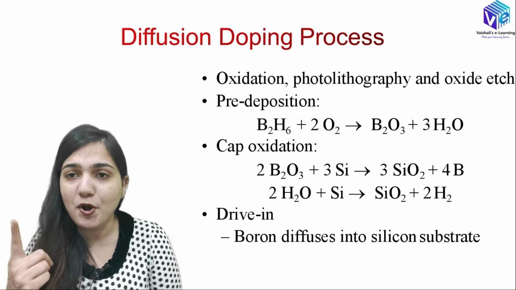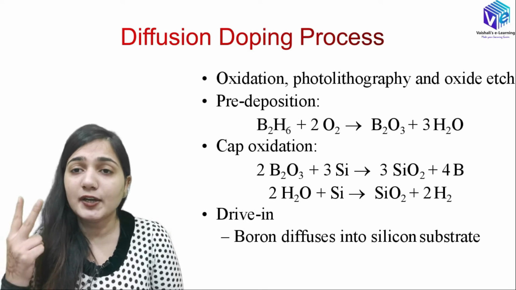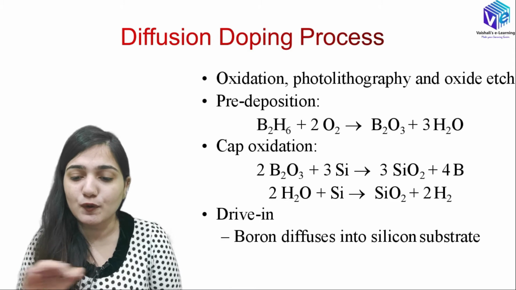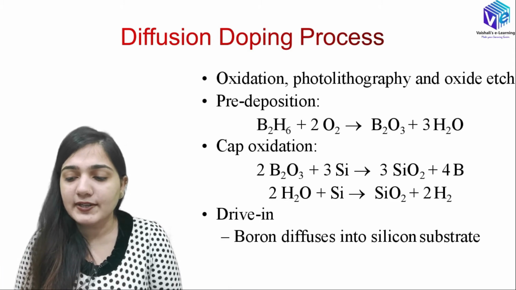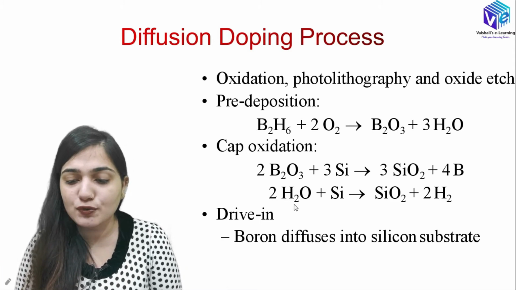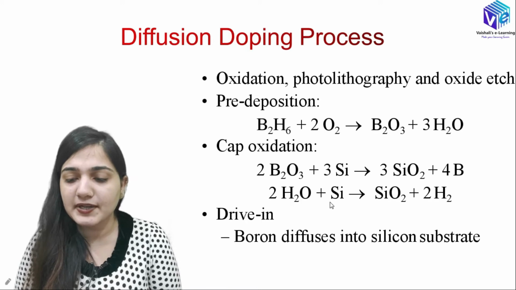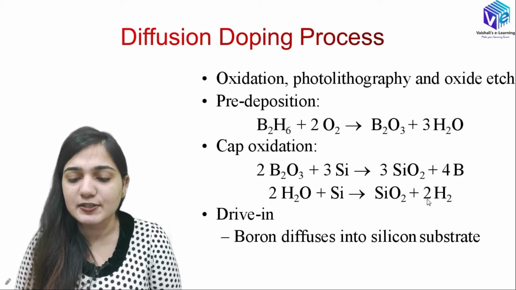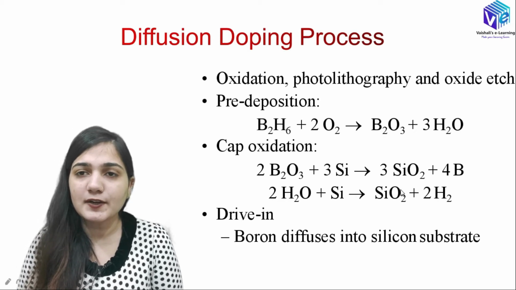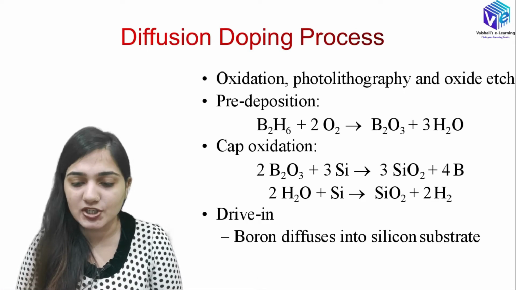It is forming the cap oxidation layer. It is giving me the dopant atom in the higher concentration over the silicon surface. Then what can happen, the H2O gas, water vapor can react with the silicon and form the silicon dioxide, and in this process the hydrogen gas is released. Okay, so this process is done to maintain this cap oxidation layer.